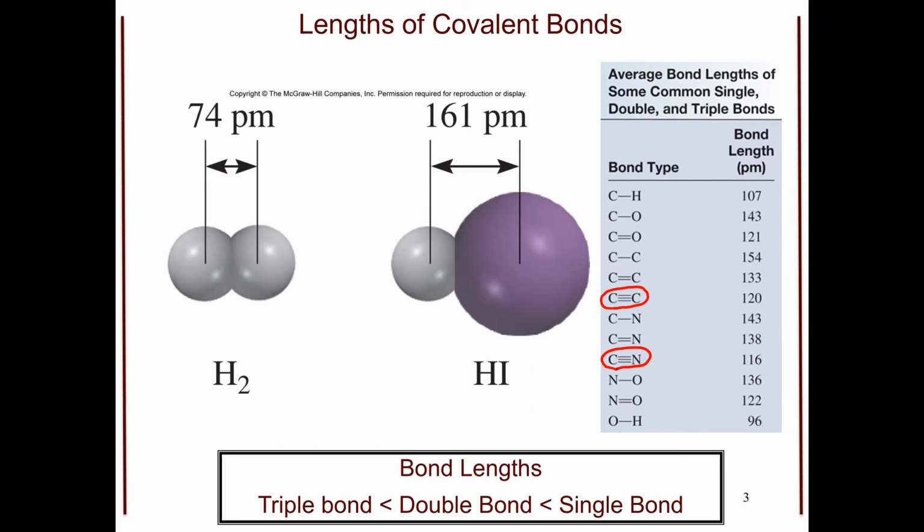If we go to our double bonds, then we can look at such species as our carbon-oxygen, our carbon-carbon, and finally our carbon-nitrogen. As you will see, we go from 121 for our carbon-oxygen, then to 133 for our carbon-carbon, and then finally 138 for our carbon-nitrogen. So this means that as we are going through that series, a longer bond length means that it's going to be a weaker bond.